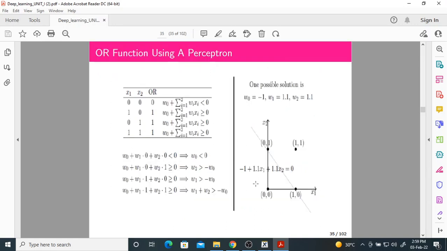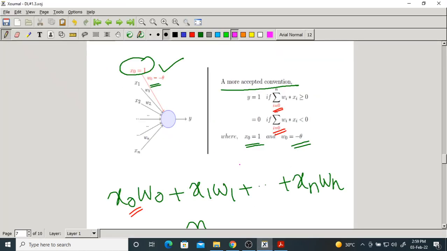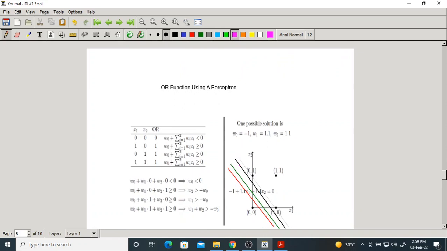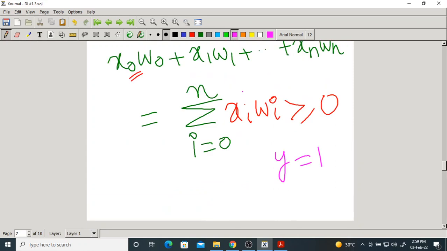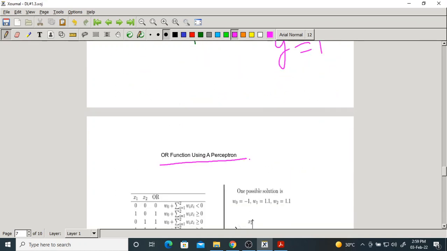Okay, so let us see how to implement an OR function using a perceptron. We have seen how to implement the OR function and the AND function using an MP neuron, McCulloch-Pitts neuron. Now let us see how to implement the OR function using a perceptron. Please remember, in the perceptron, what is the basis? This is a weighted sum, not a sum, a weighted sum. There is an aggregated value.